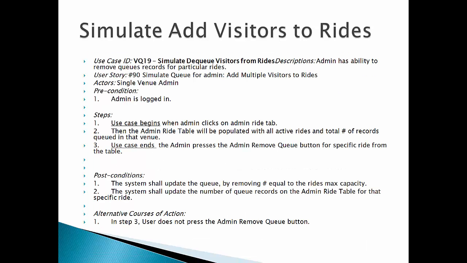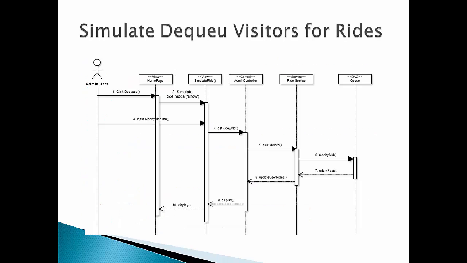And this is the use case created for this user story, which follows the steps: you have to be logged in as an admin, and when you go to the admin rights table, you click on the DQ button, which DQs a specific amount of visitors, the number that could go onto a ride times the concurrency of the ride. And this is the sequence diagram following those steps and the back end of the system as well.